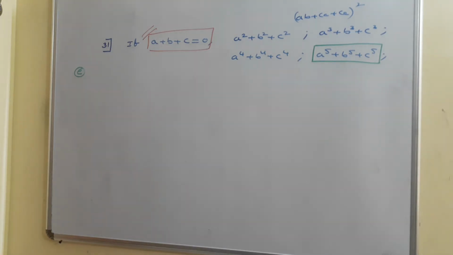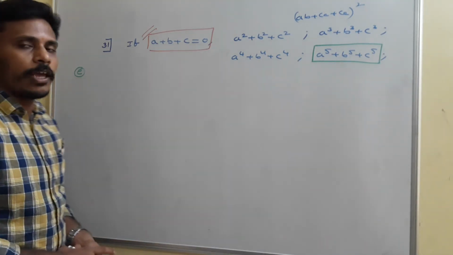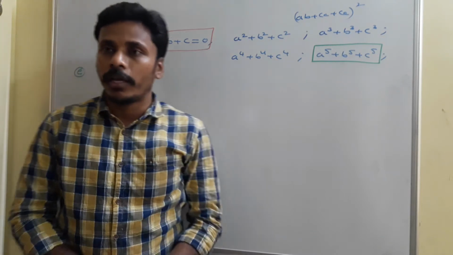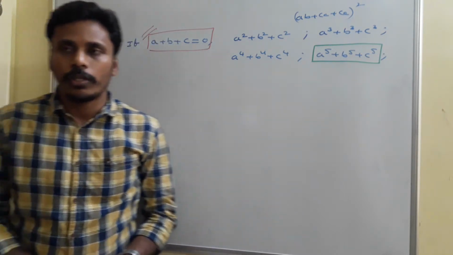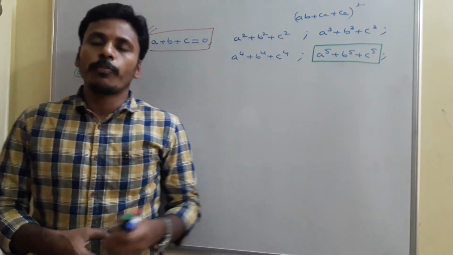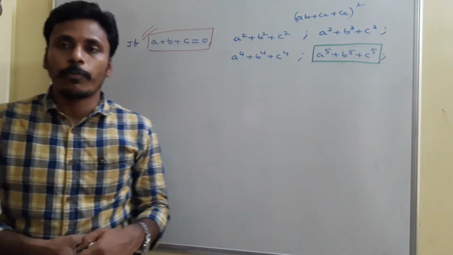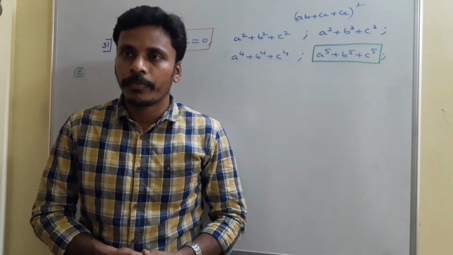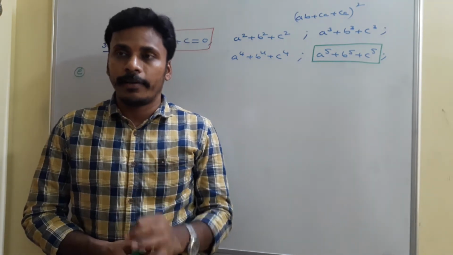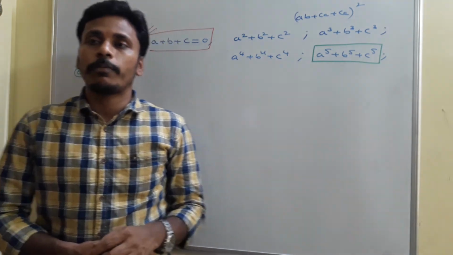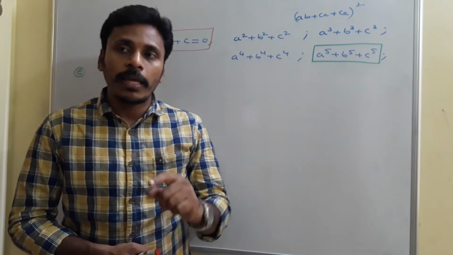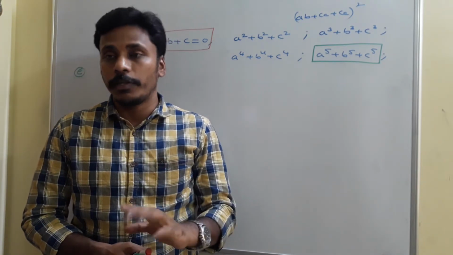So you need to think first how to find the value of a power 5 plus b power 5 plus c power 5 if a plus b plus c is equal to 0. We discussed a few problems related to finding a cube plus b cube, a power 4 plus b power 4 and a power 5 plus b power 5. There I suggested one idea. To find a power 5 plus b power 5, we need to multiply a cube plus b cube and a square plus b square. Okay?